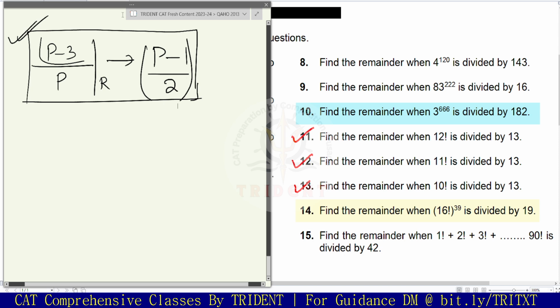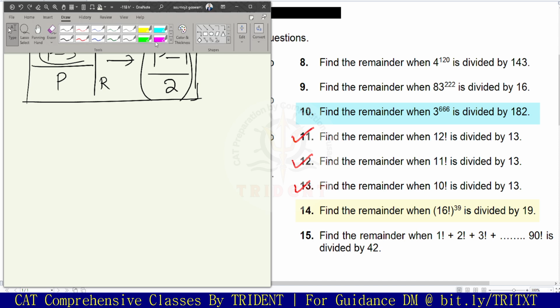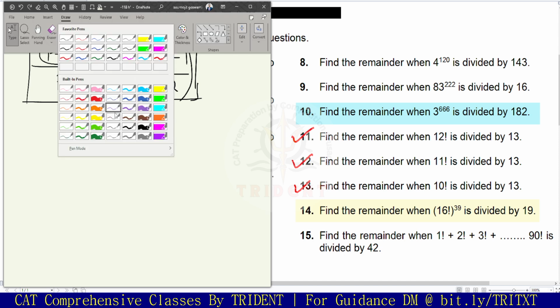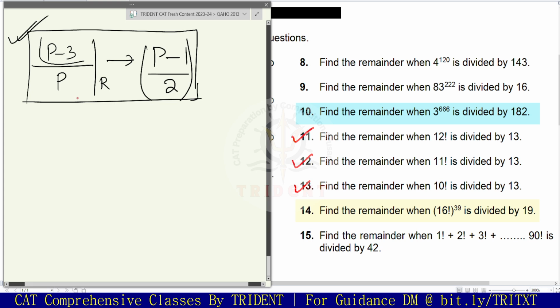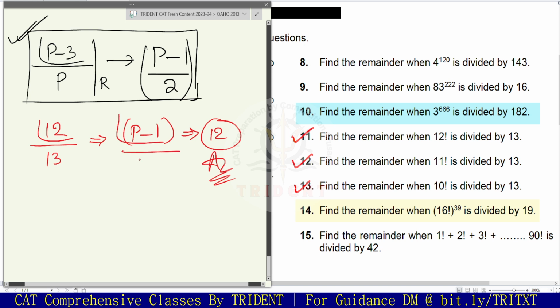Let's look into the first question. It says, find the remainder when 12 factorial is divided by 13. Please remember, 12 factorial is what? P minus 1. So what is going to be the answer in this case? It's straight away going to be p minus 1, which here is 12 only. So the answer is 12, using the case (p minus 1) factorial by p.